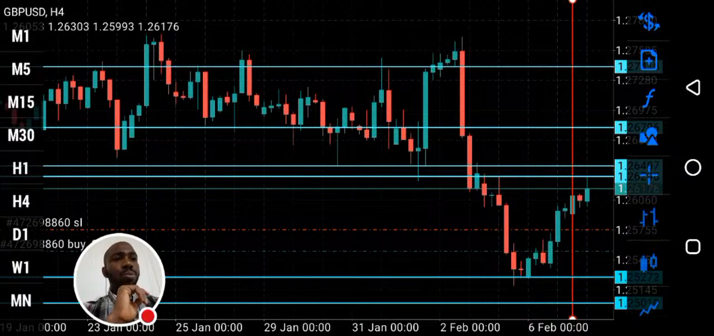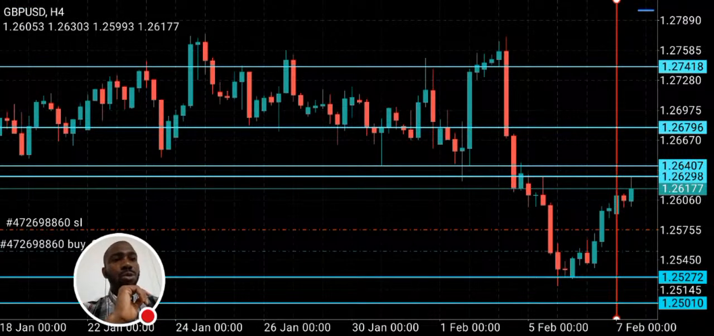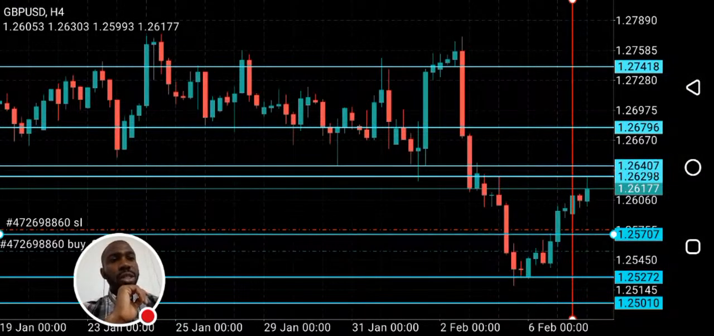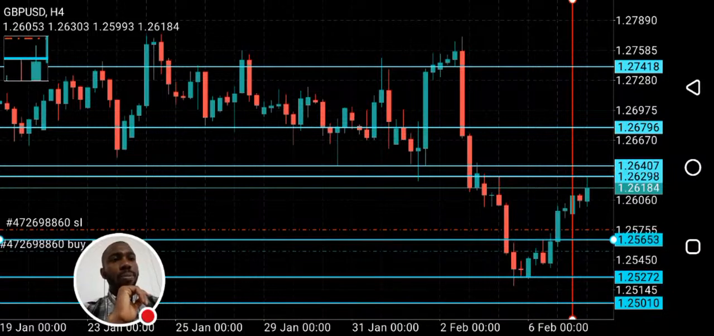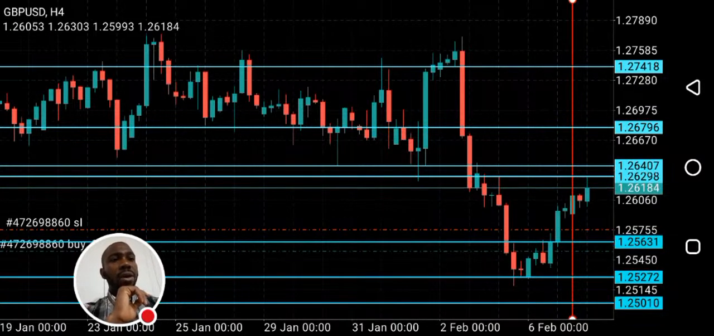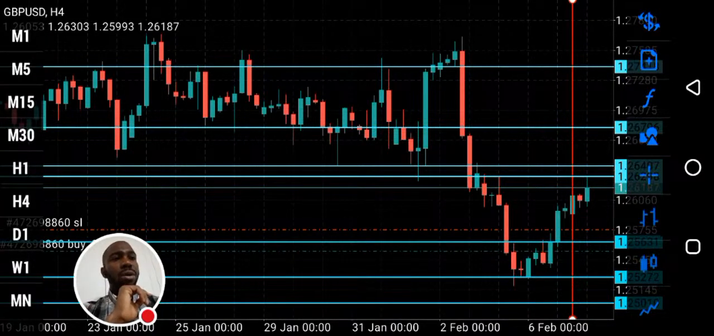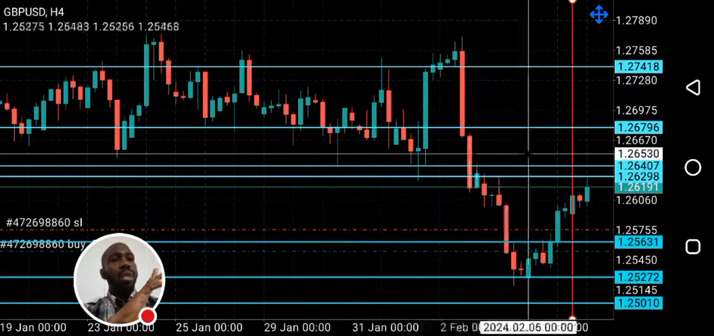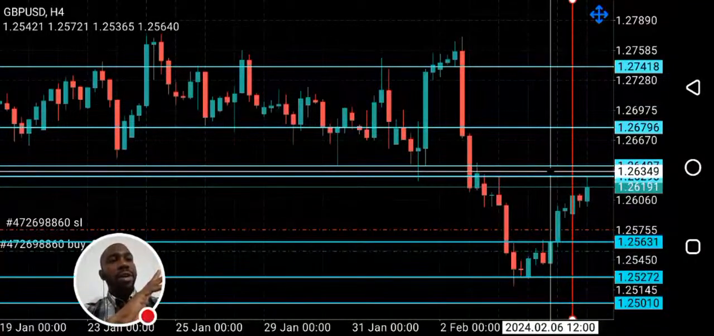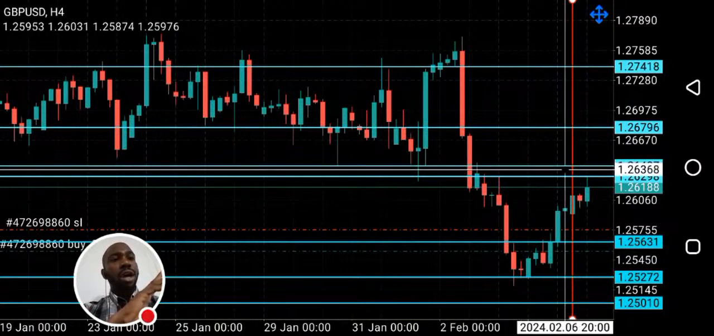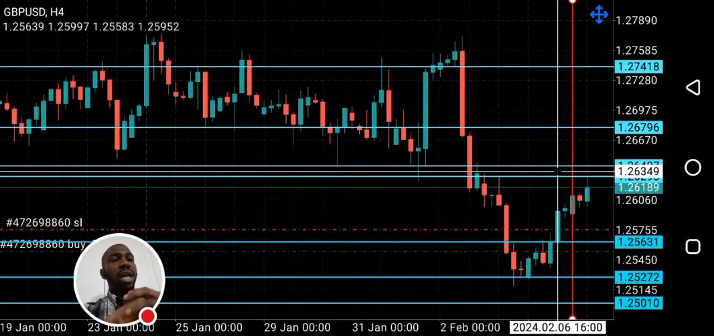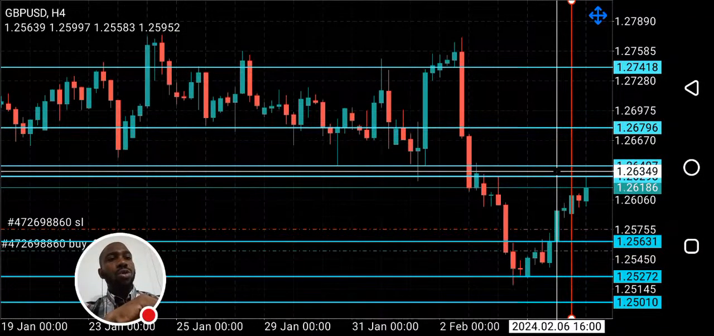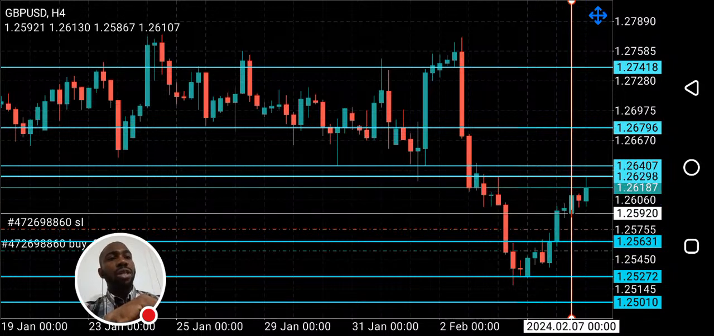Also, we would have waited for price to close above this high before we buy. And you can see this candlestick broke out from that high. That is a strong confirmation that the demand has increased, and that the bulls are showing up strong in the market.